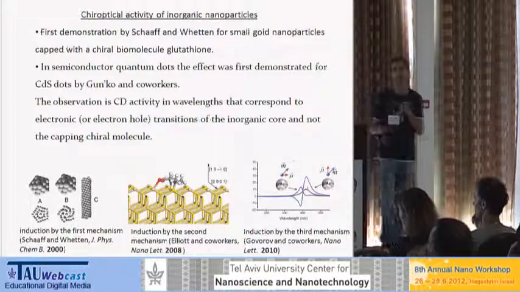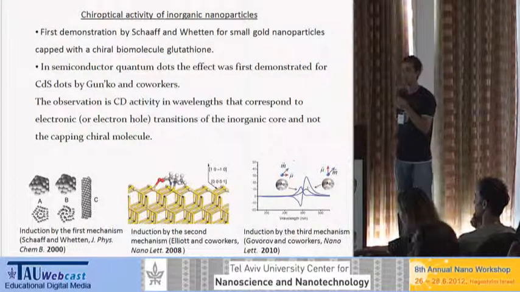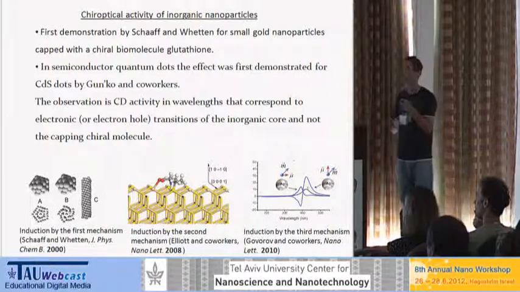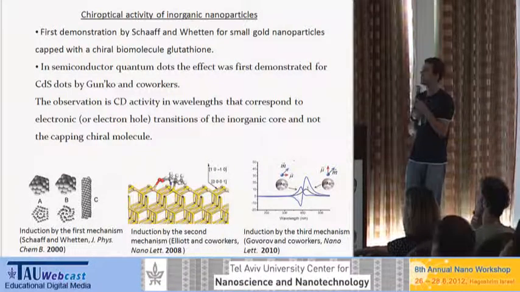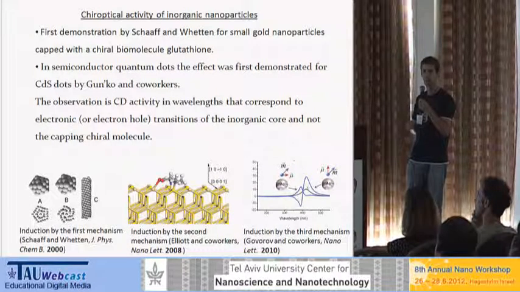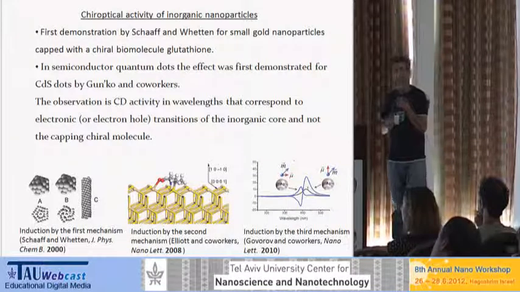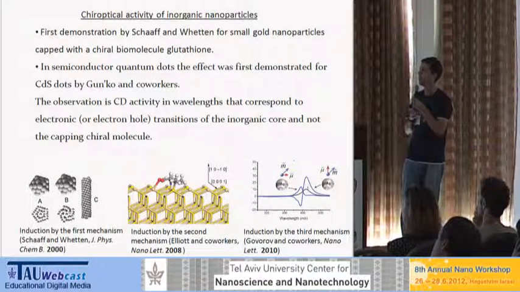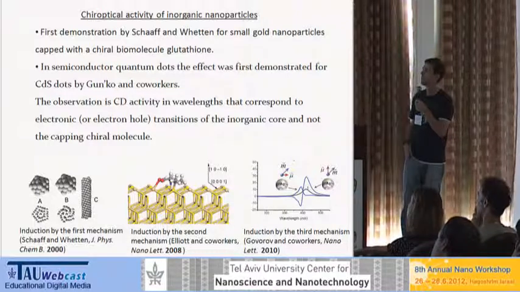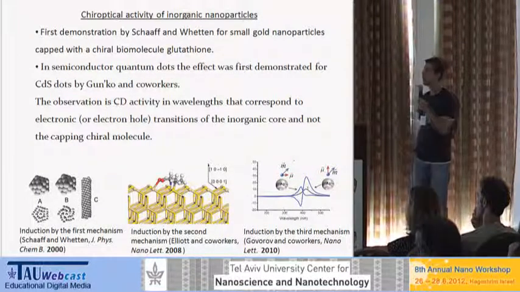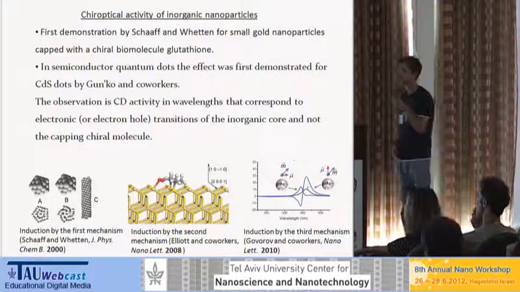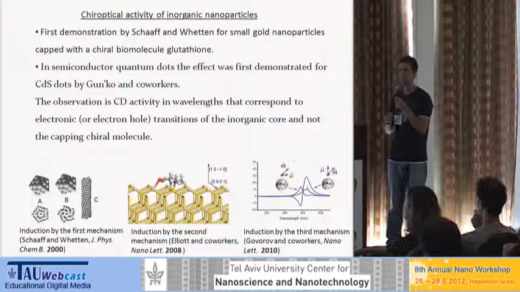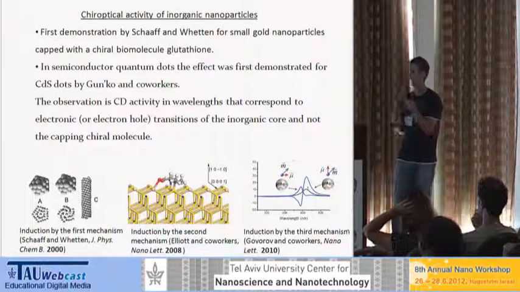The first measurements of this type of effect in inorganic nanoparticles were done by Assaf and Wetten. They synthesized very small gold nanoparticles which are capped with chiral molecules, and they were able to measure a circular dichroism response at wavelengths which we know correspond to electronic transitions of the metal and not of the chiral molecules that cap it. This was followed by many works, and more recently, there was a demonstration in semiconductor quantum dots by Gunko and co-workers in cadmium sulfide quantum dots. Again, the observation is always CD responses at wavelengths which have to correspond to electronic transitions of the inorganic core, and not the molecules capping it.